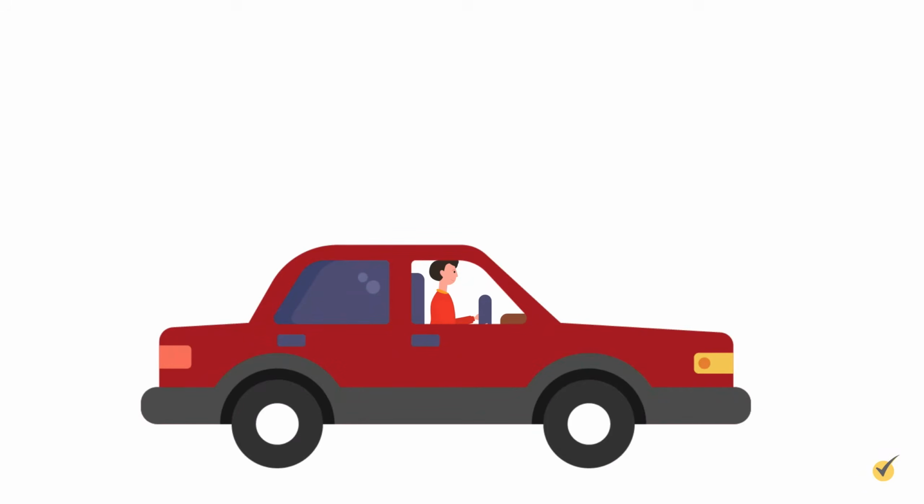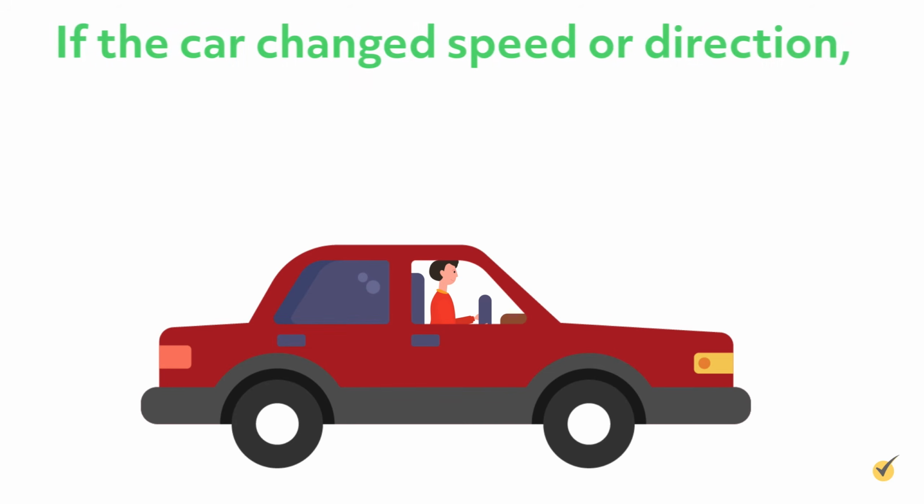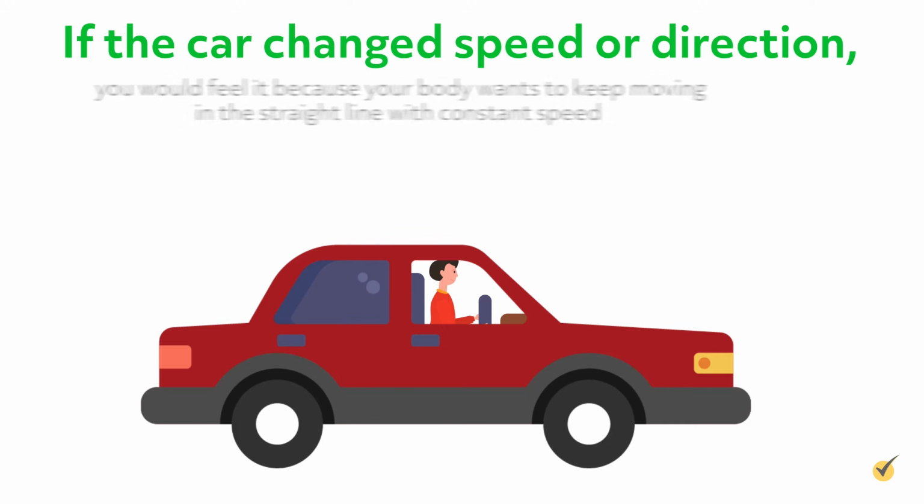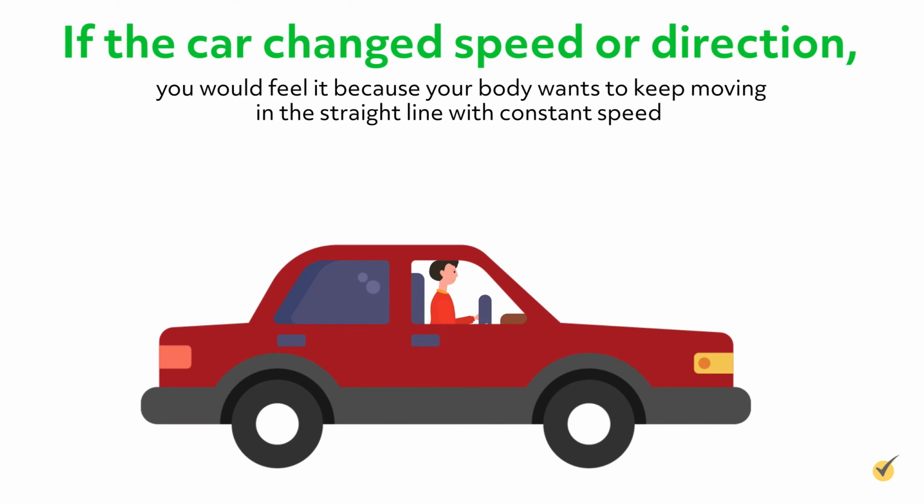Imagine if you and I were sitting in that car and there were no other objects around. In that frame of reference, you and I are not moving with respect to each other. We are both moving in the same inertial frame. If the car changed speed or direction, you would feel it because your body wants to keep moving in a straight line with constant speed.